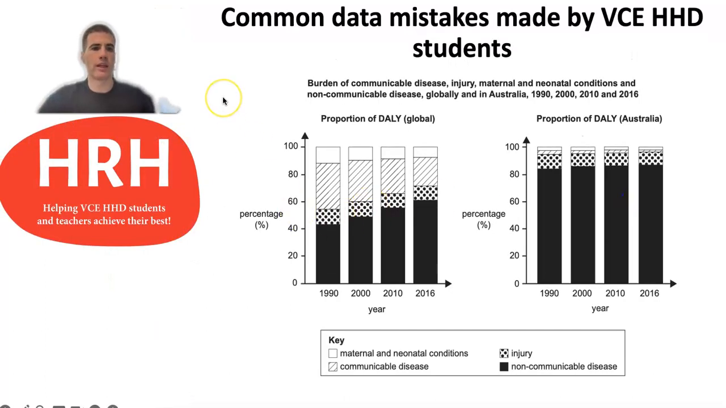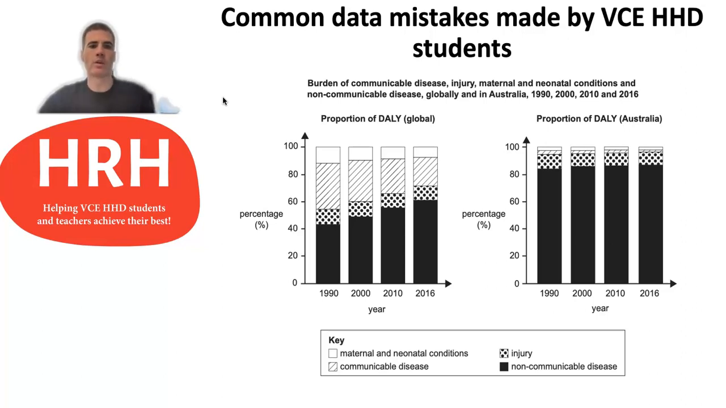So if you've completed a couple of SACs already this year, or you've looked at some past exam papers, you'll know that there is a lot of data that's presented to HHD students in these assessments. That might be in the form of graphs or tables or infographics. And so often students make common mistakes when referring to this data, and they're losing really attainable marks.